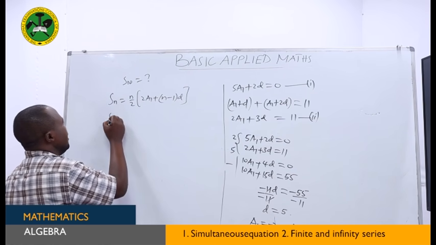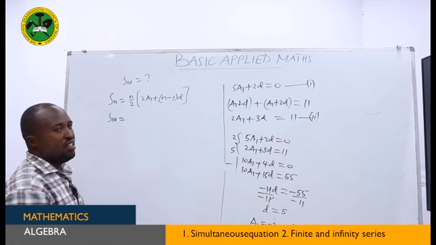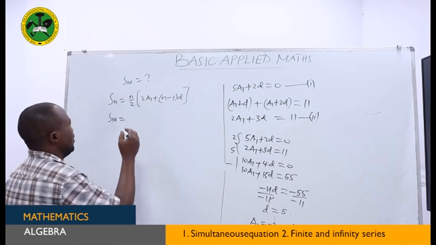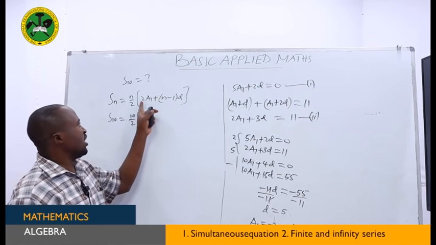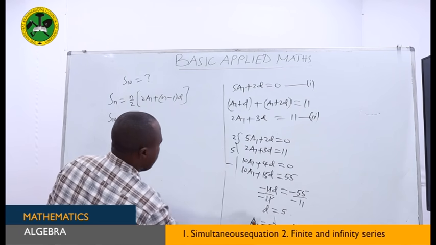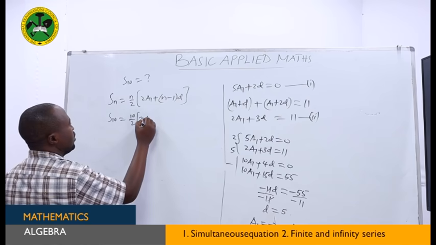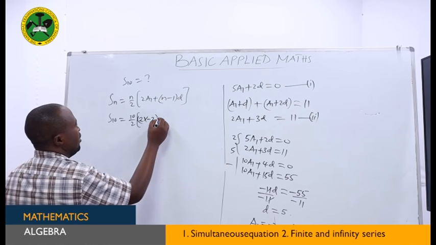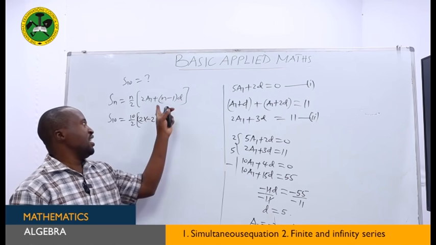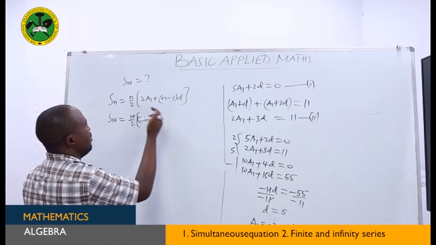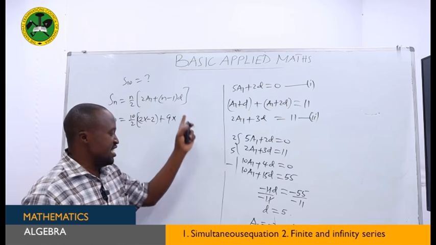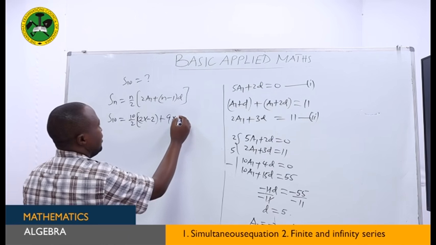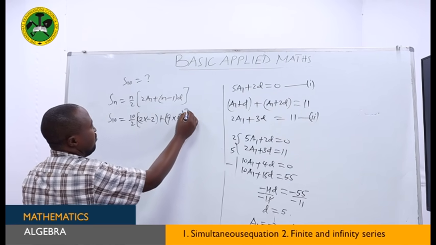So we have S of 10 is equal to n over 2, that is 10 over 2, bracket of 2 times a1. Remember, a1 is negative 2, so it's 2 times negative 2. Then plus, followed by n minus 1, so we have 10 minus 1, that is 9, times the common difference d. d we have 5, that is 5.